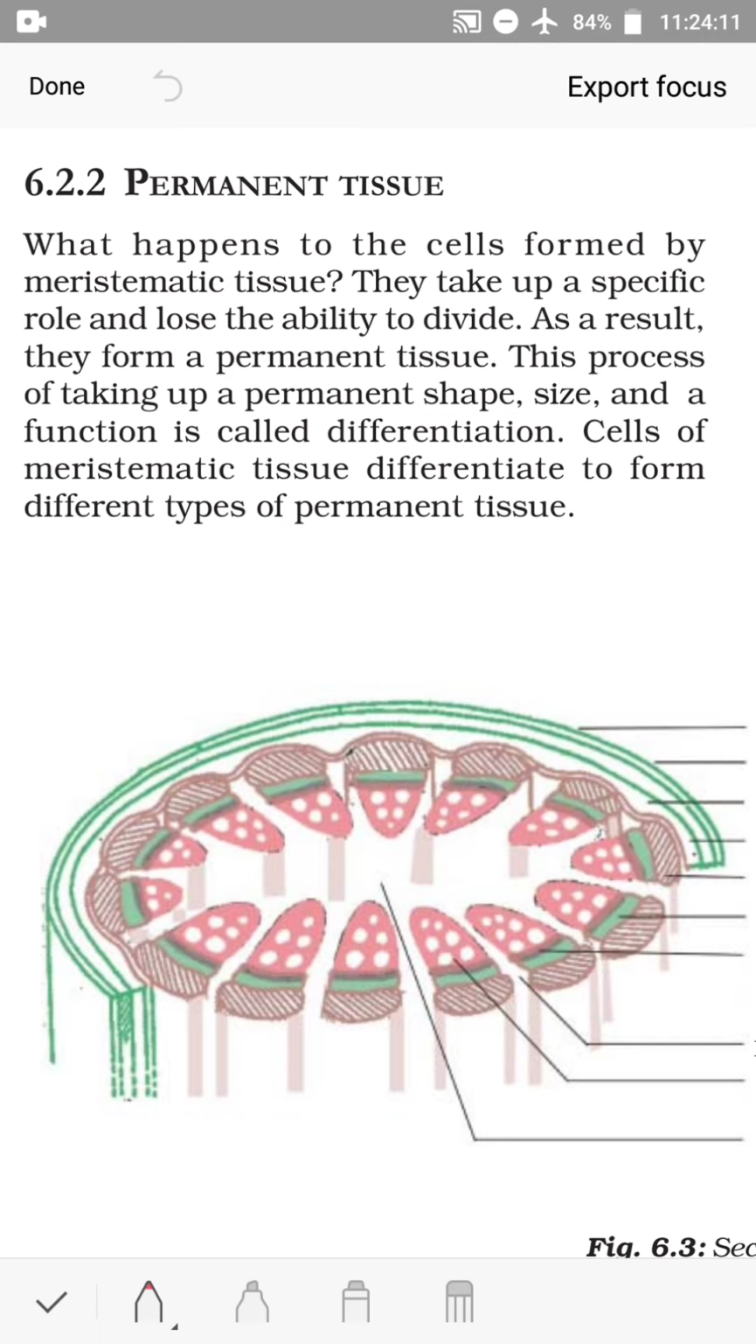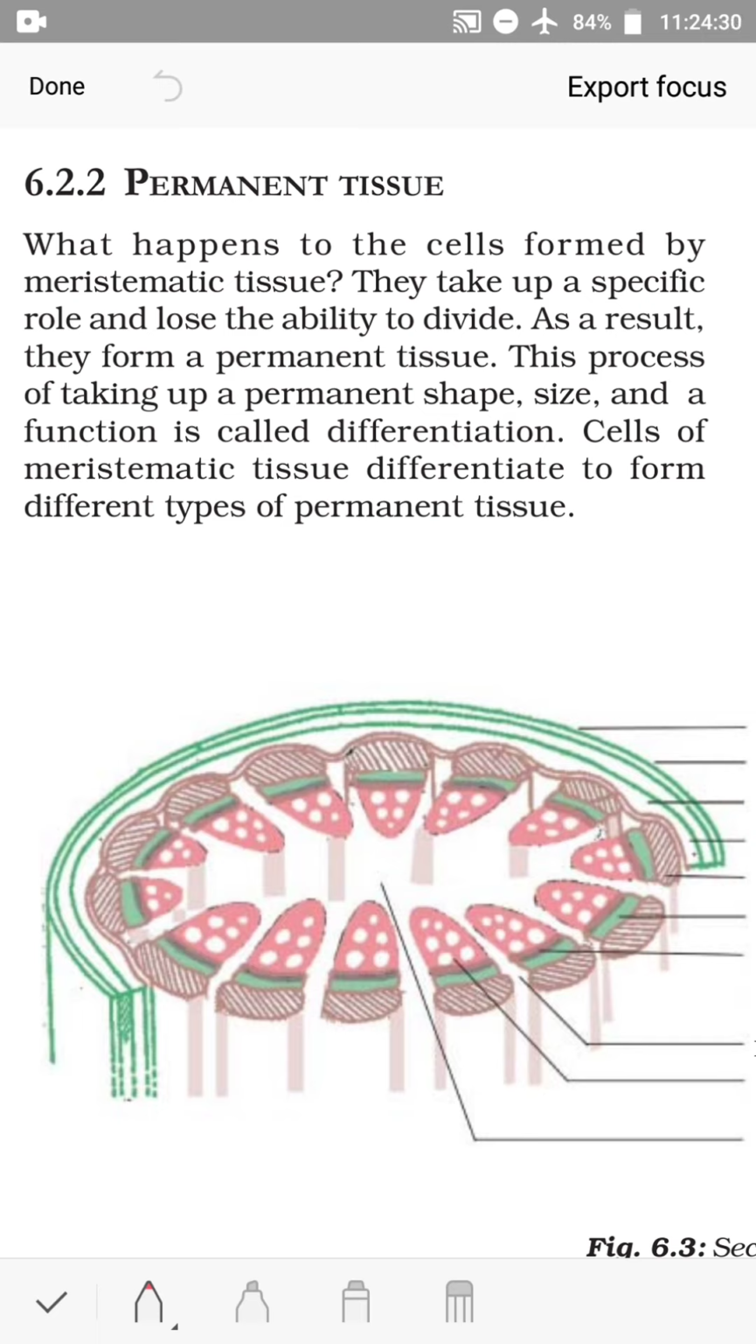This process of taking up a permanent shape, size, and a function is called differentiation. Cells of meristematic tissue differentiate to form different types of permanent tissue. Today we are going to discuss permanent tissues in plants.